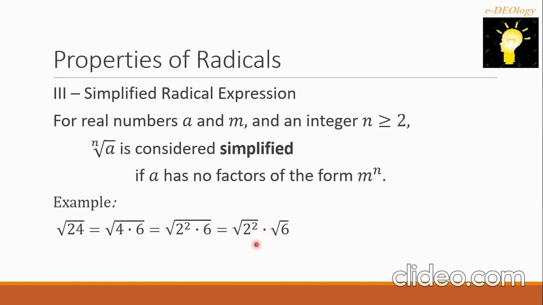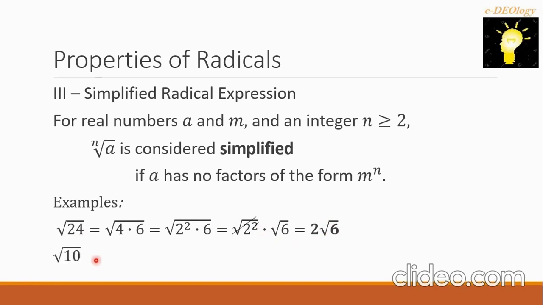And in this expression, the square root of 2 squared, we can simply cancel the radical sign and the power, and then we use the 2 and connect it with the square root of 6. So it means the square root of 24 is equal to 2 square root of 6.